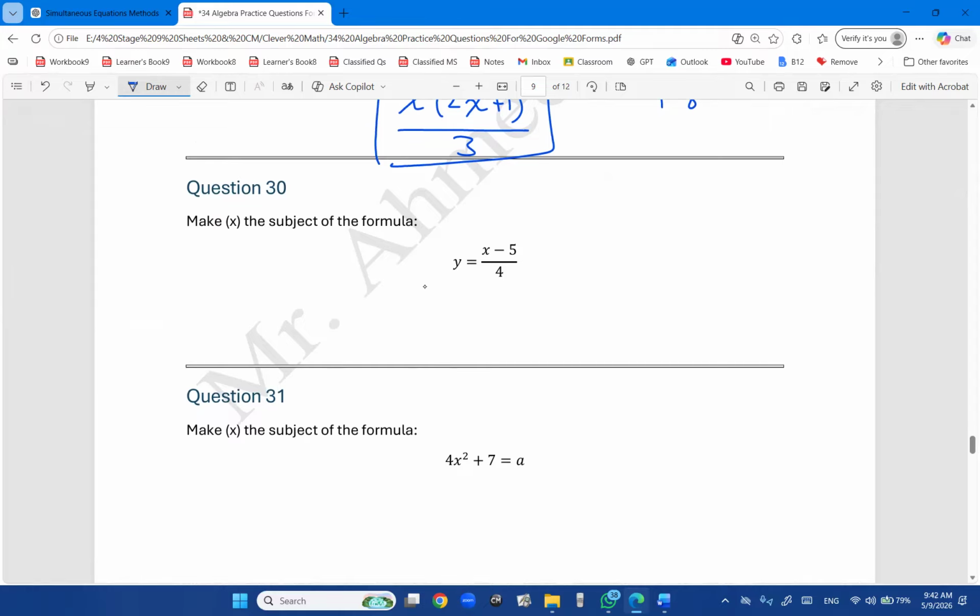Now, with making x the subject of the formula, you need to check what is the last thing that happened to x. X got subtracted, we subtracted from it 5, then we divided by 4 after that. So the last thing that happened is divide by 4, send it to the other side, multiply by 4. So it is 4y equals x minus 5. Now I send the minus 5 to the other side, plus 5. So it is 4y plus 5 equals x. Now we made x the subject.